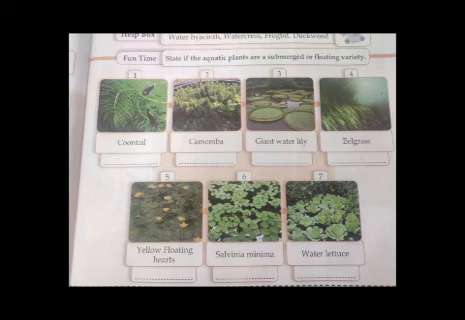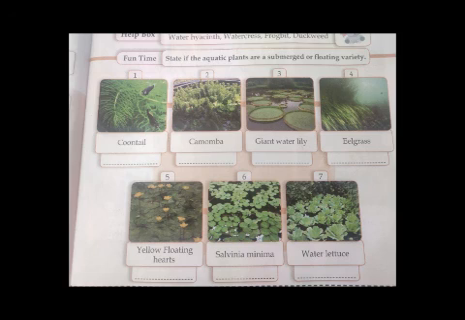See the third picture, giant water lily. You can see the giant water lily leaves are floating above the water. So write this aquatic plant as floating. See the fourth picture now. The name of the plant is eelgrass. You can see from the picture itself that the plant is submerged inside the water. So write the fourth one as a submerged plant.